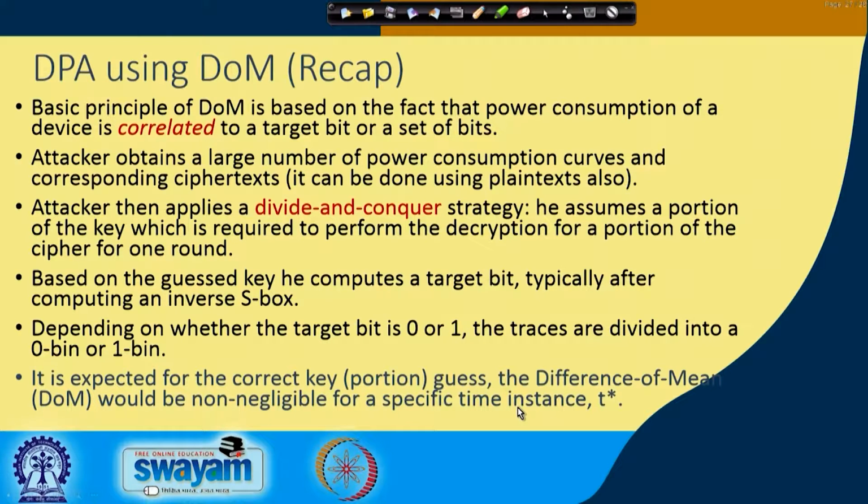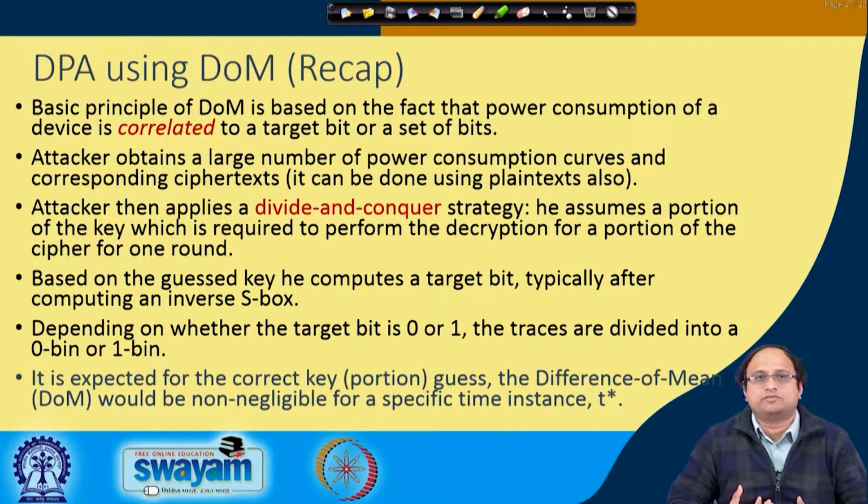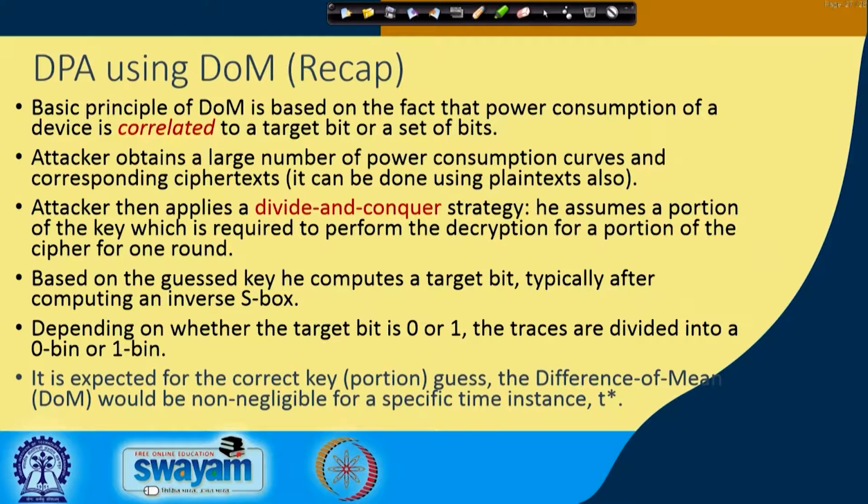Essentially, difference of mean is based on the principle that in DOM, we exploit the fact that the power consumption of a device is correlated to a target bit or set of bits. The attacker obtains a large number of power consumption curves and corresponding ciphertexts. It can also be done from the plaintexts, but suppose it is done from the ciphertext, which is probably more intuitive, and then the attacker applies a divide and conquer strategy.